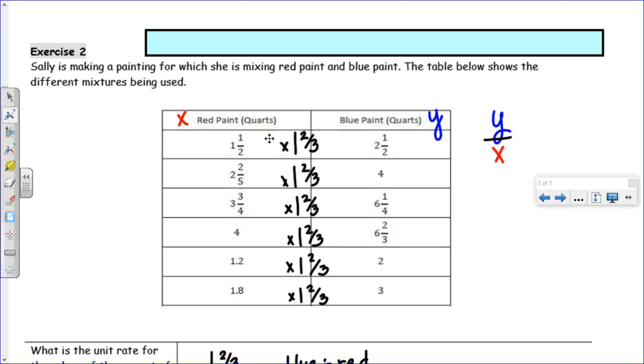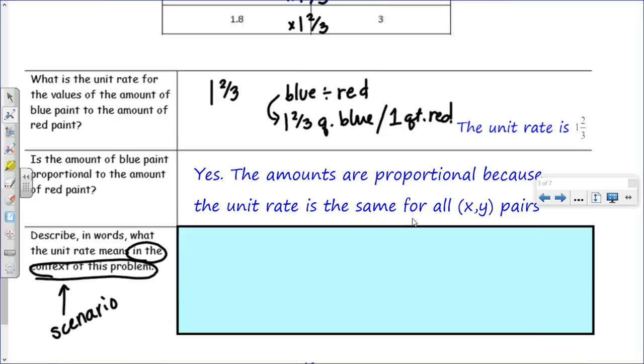So whether she makes a small batch of purple paint or a bigger batch of purple paint, the ratio is still going to be the same. Okay, I hope that makes sense. So if you put 1.5 quarts in of red, you need 2.5 quarts of blue. And that's proportional to down here where I have 4 quarts of red and 6 2/3 quarts of blue.